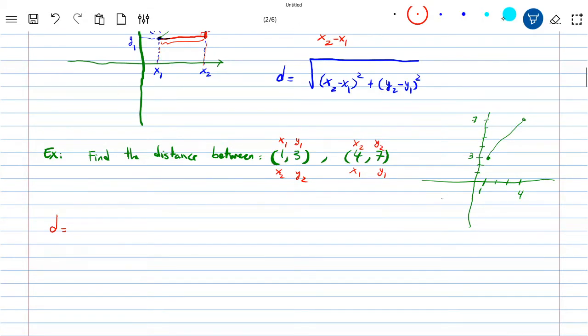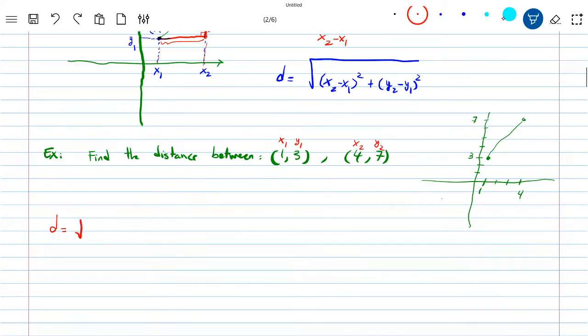The order does not matter. Just make sure that you're using corresponding x and y. I cannot say this is x1, that is y1. It doesn't make sense. If I call the first point the x1 coordinate, the corresponding y should be y1.